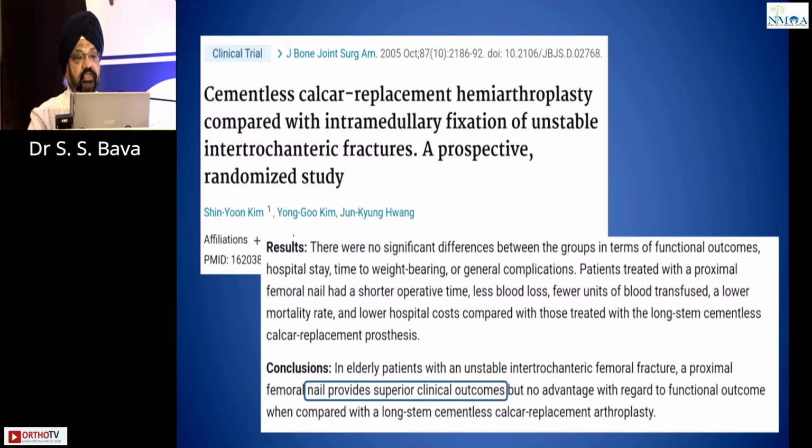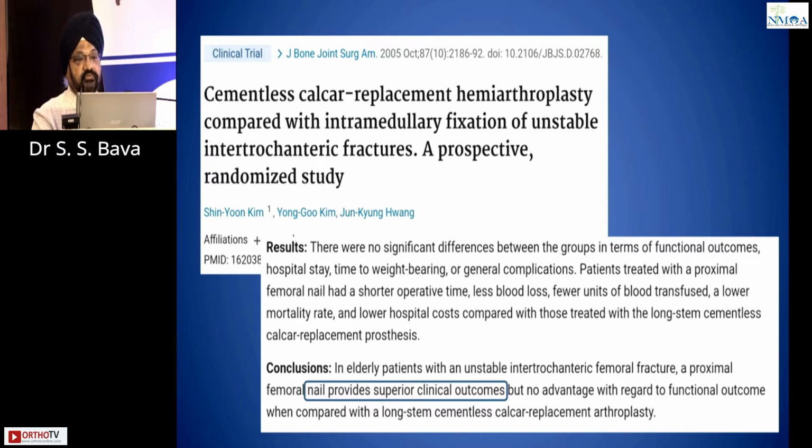Nowadays, we have bipolar hemiarthroplasty. Surgeons nowadays want one surgery for one patient, only one surgery, because you are not sure about union in elderly osteoporotic patients. So nowadays many surgeons do hemiarthroplasty, either cemented or cementless, or they do total hip replacement.